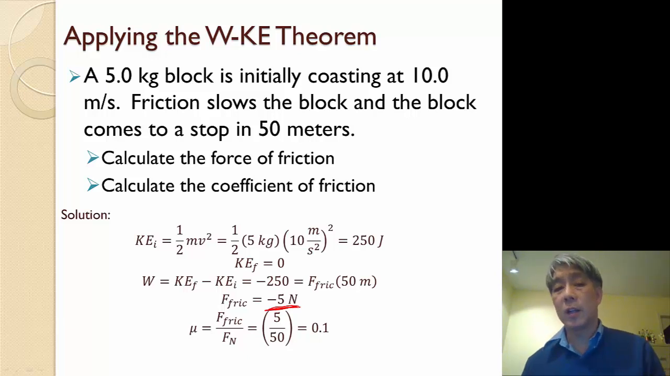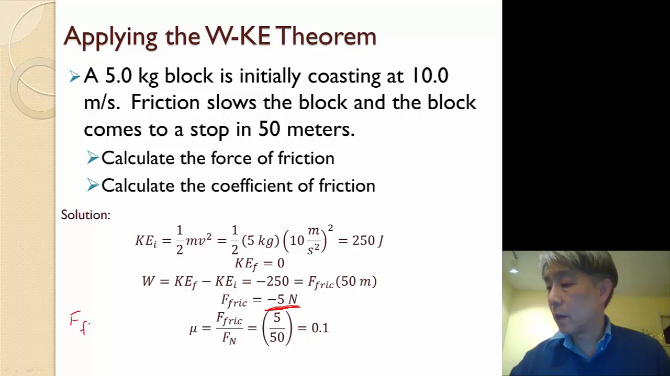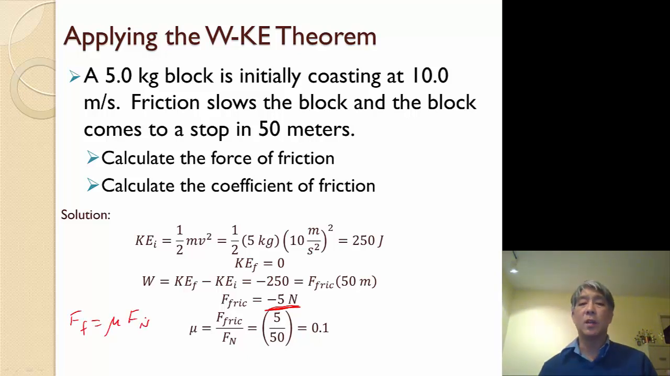Mu, on the other hand, remember the formula that says force of friction is equal to mu times the normal force. We'll assume this is on the level ground. So then mu is equal to the force of friction divided by the normal force. It's a 5 kilogram block. Using 10 as my g, I basically end up with a mu of simply 0.1.